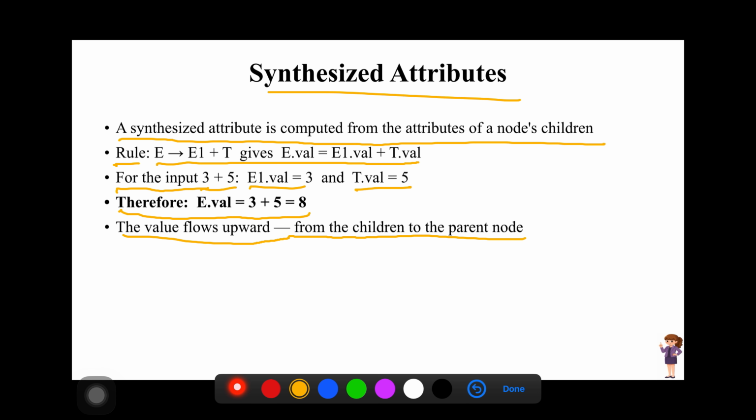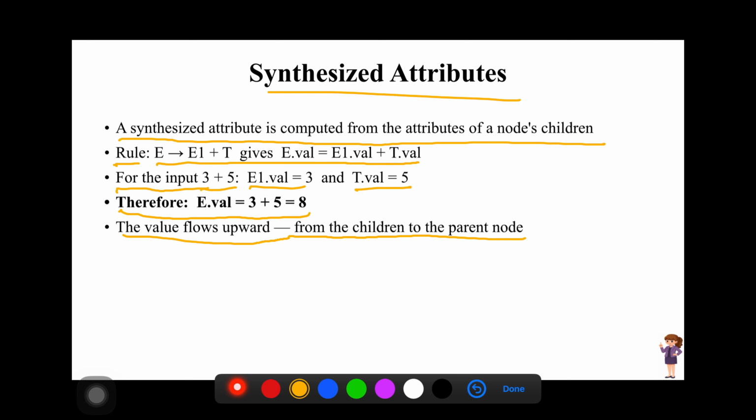Consider E produces E1 plus T, and the semantic rule is E.val equals E1.val plus T.val. Suppose our expression is 3 plus 5. The left expression has the value of 3 and T has the value of 5. Therefore, E.val equals 3 plus 5 equals 8.